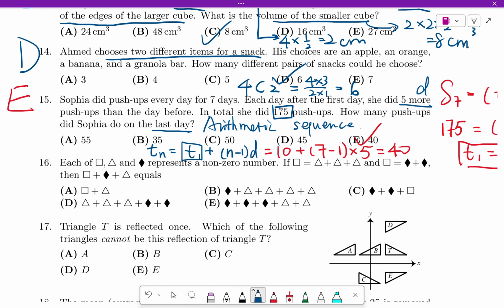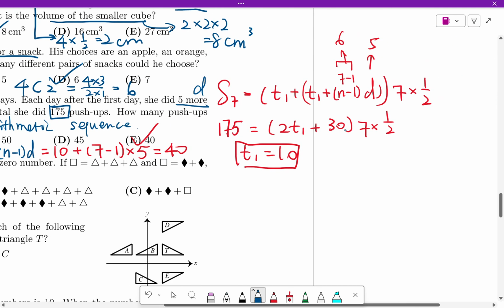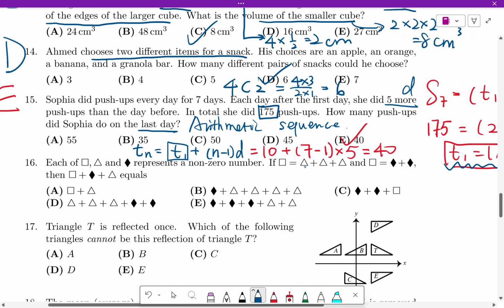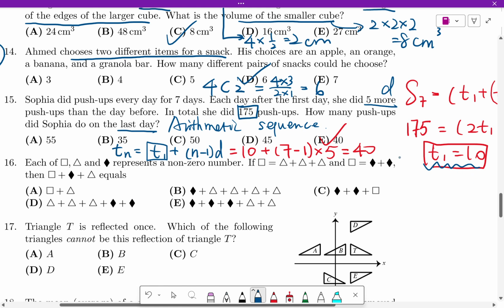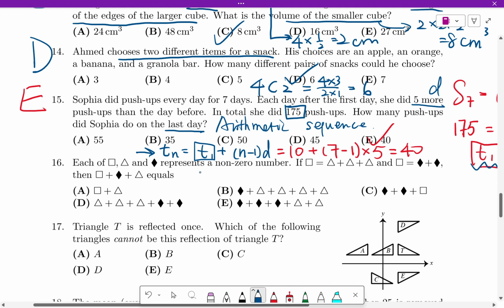So again, from the sum 175, we can figure out the first term of this arithmetic sequence. And then we substitute this valuable data back into the general formula, and we can find the last term.